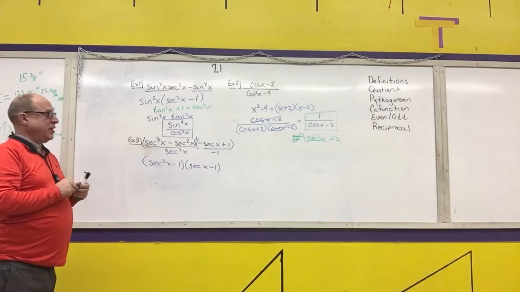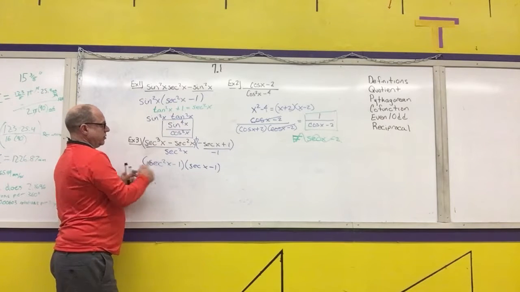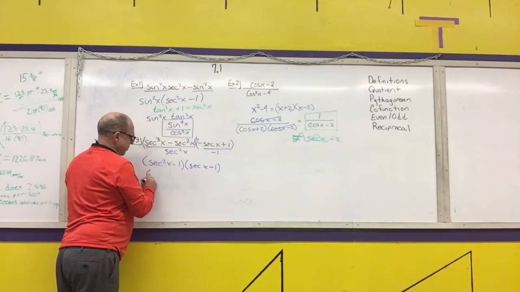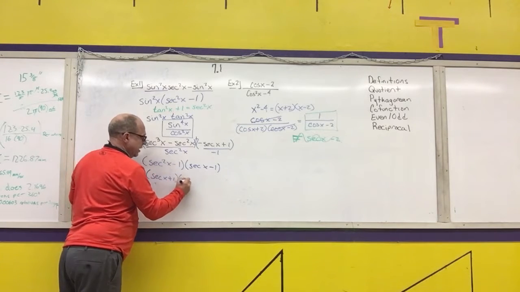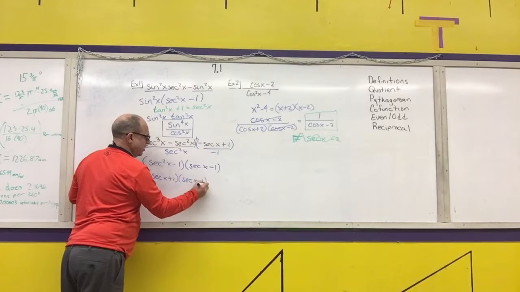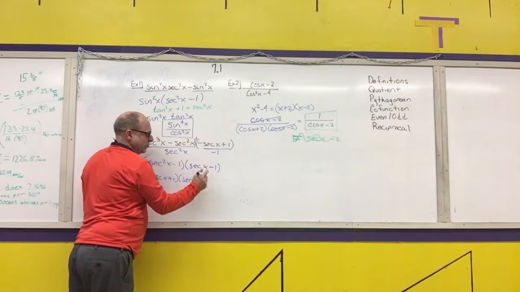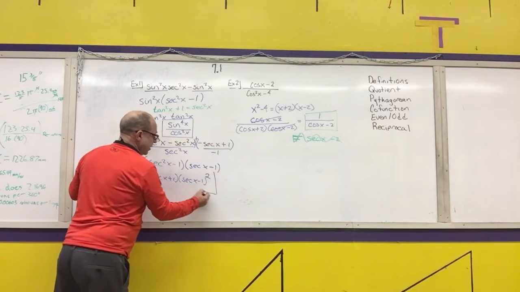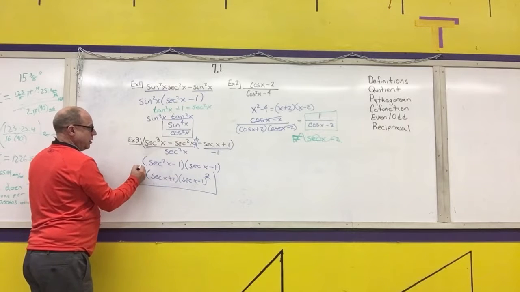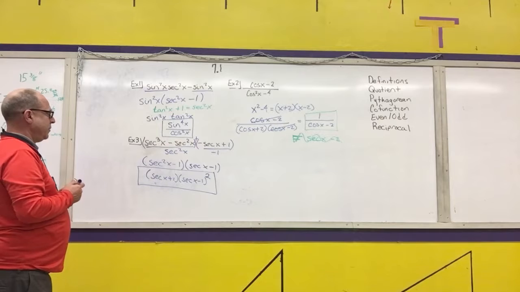But I still am not completely factored because this is a difference of squares. So I end up with secant x plus 1 times secant x minus 1 from the difference of squares, times another secant x minus 1. So I'm just going to put that one squared. This right here is where I would stop.